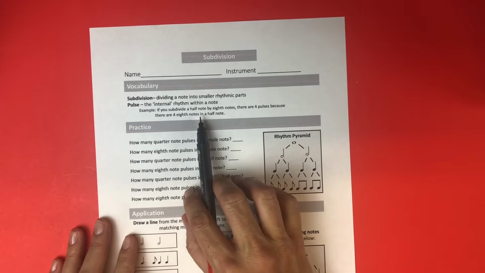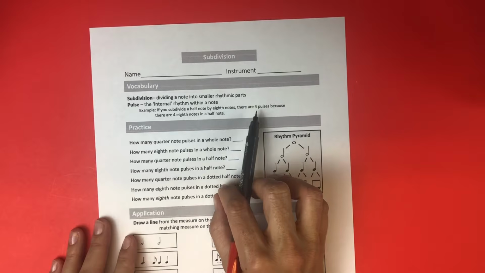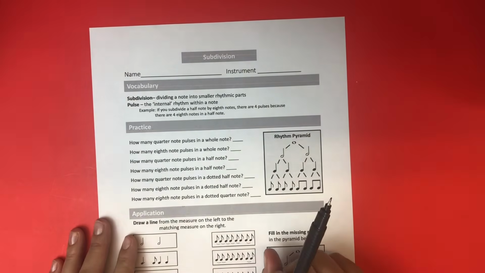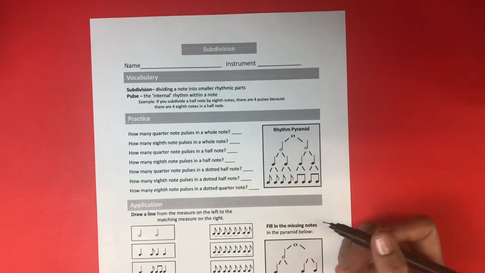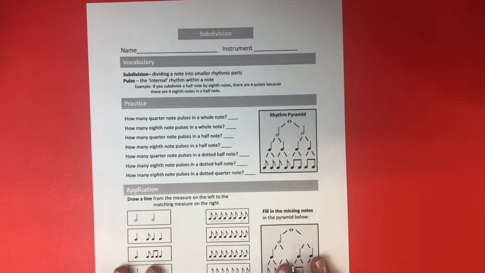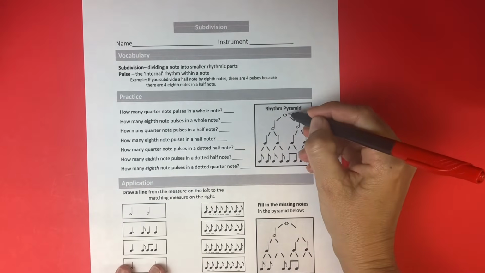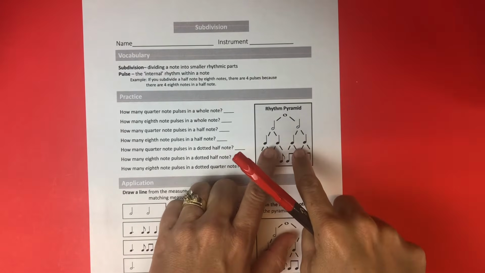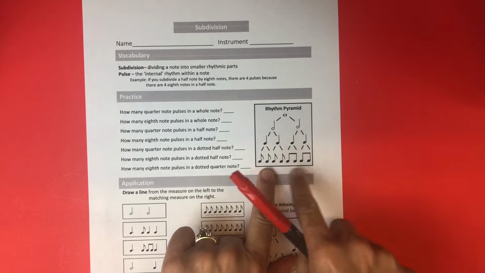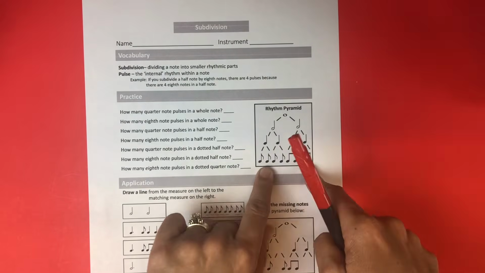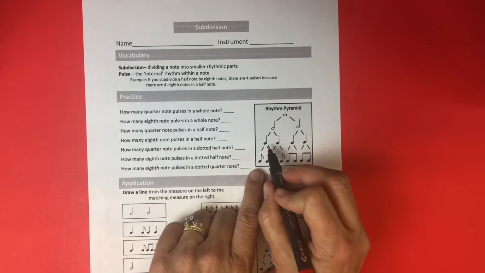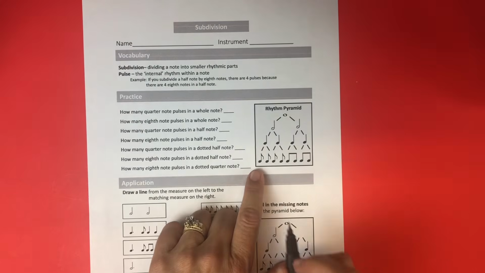Example, if you subdivide a half note by eighth notes, there are 4 pulses because there are 4 eighth notes in a half note. We're going to talk about that a little bit more down here. All right, so here's your rhythm pyramid. I like to think of subdividing as like an x-ray. Within a whole note, there are 2 half notes, 4 quarter notes, or 8 eighth notes. This shows both ways to mark them with flags or beams, but just 8 eighth note pulses. So if you took an x-ray of a whole note, you would find 8 eighth notes inside, or you would find 4 quarter notes inside that whole note.